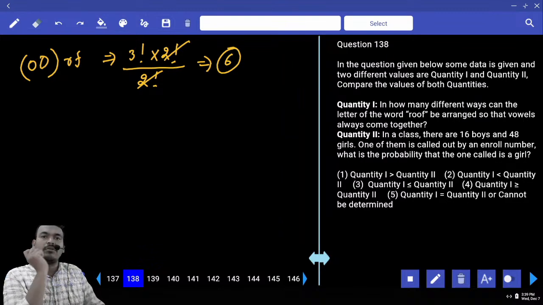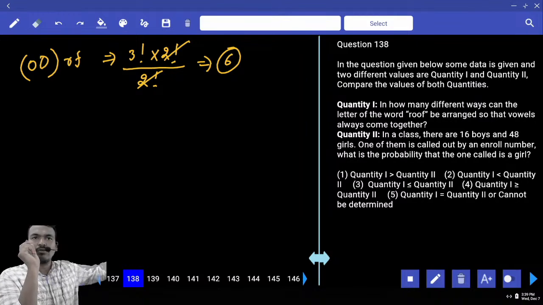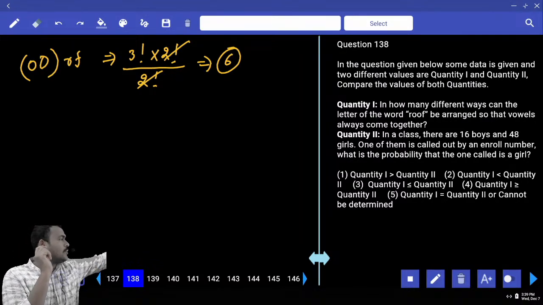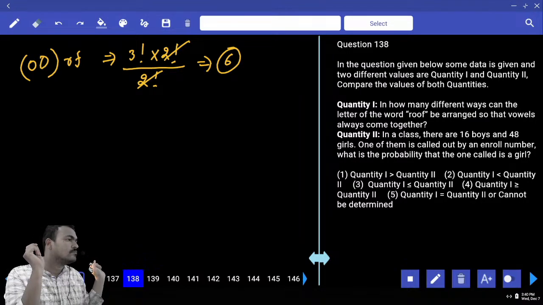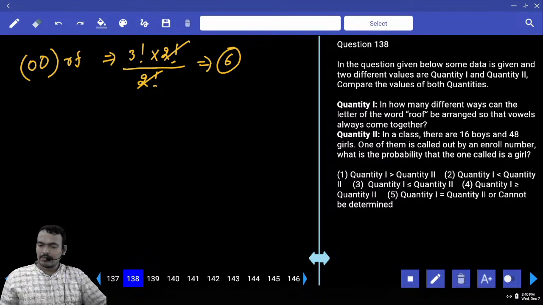Vowels come together. Means vowels we treat as one set. That 2 vowels we consider 1 letter. Remaining how many letters? 2 letters. 1, 2, 3. Total 3 letters. Then we write 3 factorial ways. Again, vowels are with themselves, how many ways? 2 factorial ways. Again, repeated letters: O is repeated 2 times. Suppose f is repeated 2 times, then in the denominator we write 2 factorial. Yes or no? Next, what is the second one?